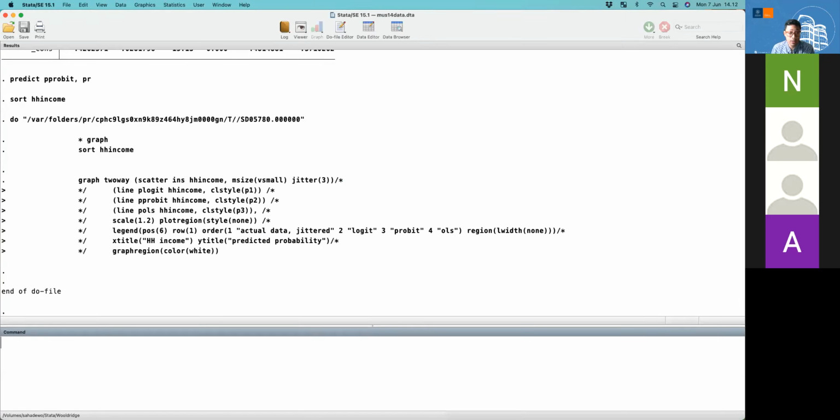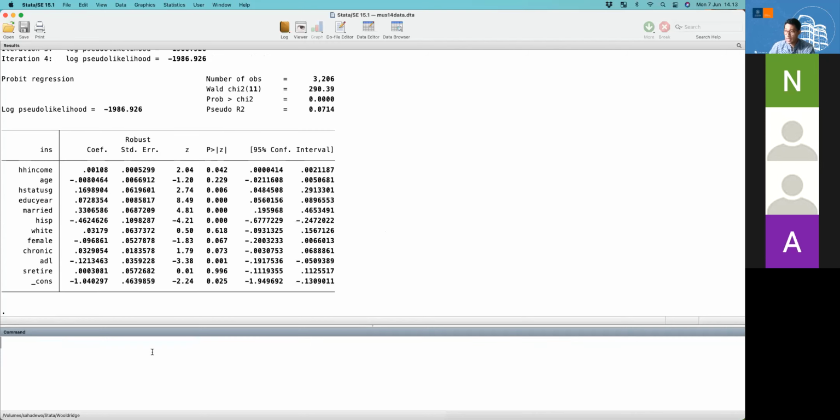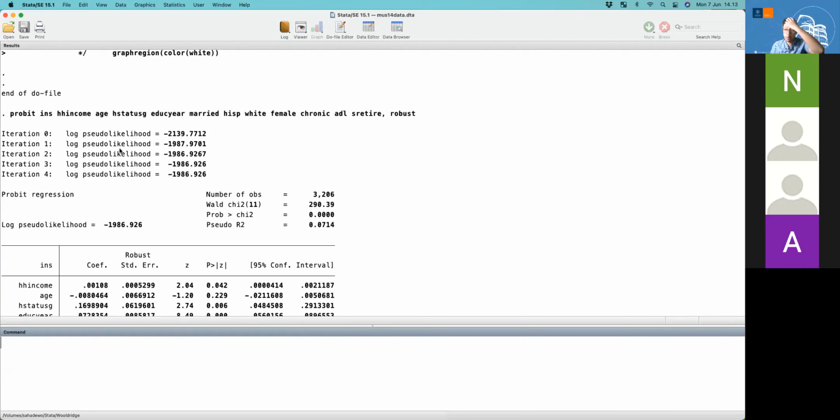The next thing that we can do is the Probit regression, or you can do the Logit regression. That's fine. In this particular case, I'm just going to focus on the Probit. So we have the Probit of insured, and definitely we're interested in the household income. And then we can have age, health status, whether it's a good health status, years of education, an indicator whether an individual is married, Hispanic, or white. And then we have female, whether or not an individual has a chronic disease, activities in daily life, and whether or not the individual is retired. We can use the robust option as well. That's also fine. And this is the result of the Probit regression.